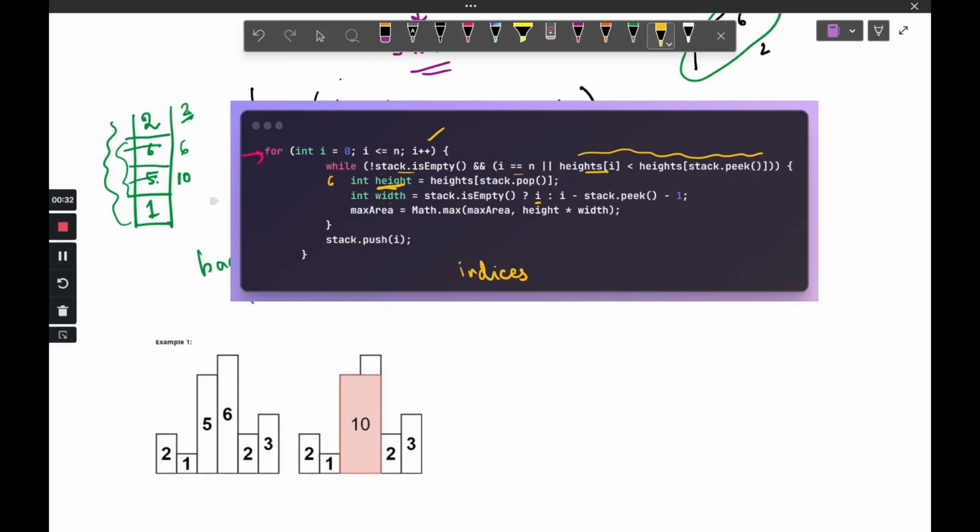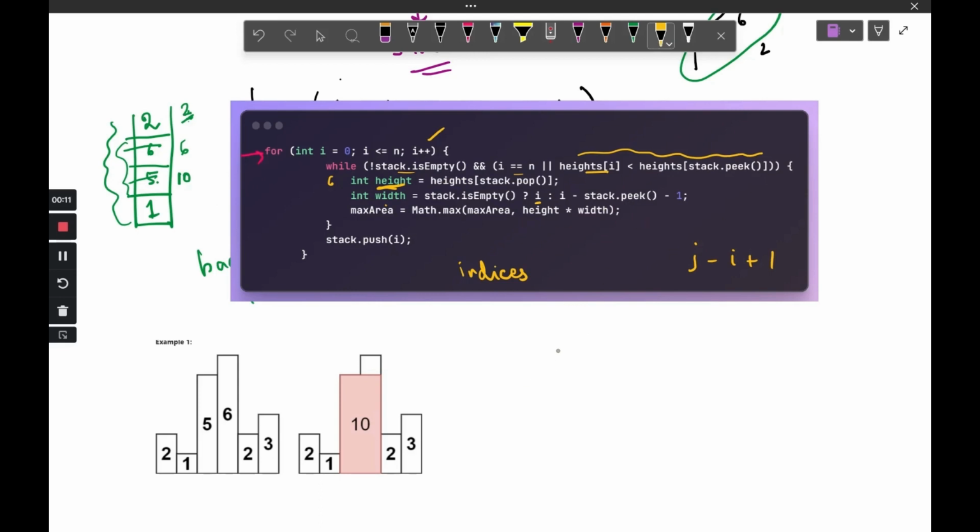So now the point is the width. How am I calculating the width? Over there I was calculating j minus I plus 1. Here, how am I calculating the width? I is the current position. Stack dot peek is going to store the position of the particular bar which I am supposed to remove. And that minus 1.